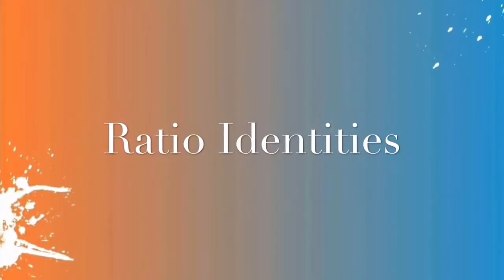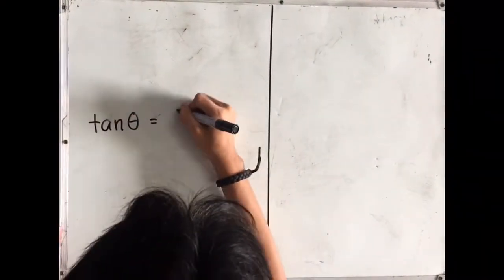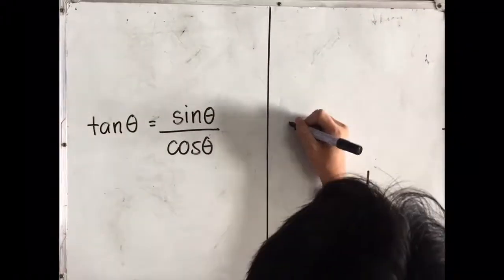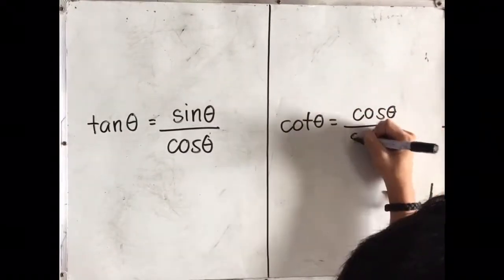Second identity is ratio identity. Tangent theta equals sine theta all over cosine theta, and cotangent theta equals cosine theta over sine theta.